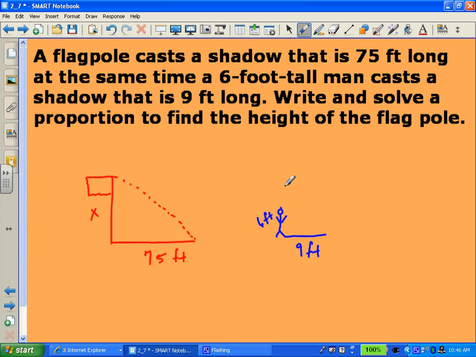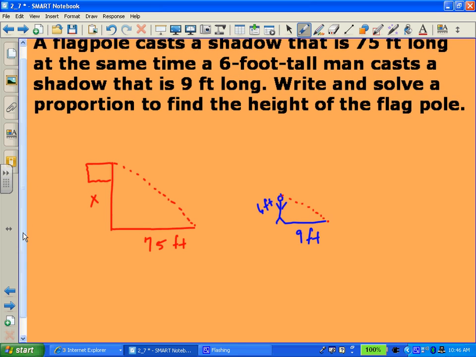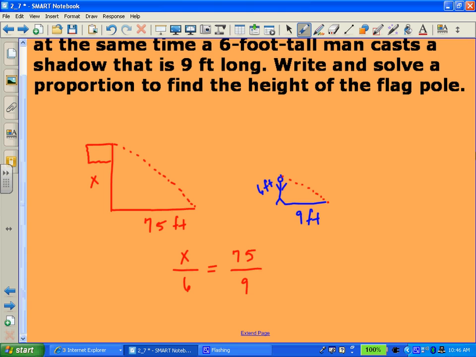Okay, so if we make these into little triangles here, they're going to be similar triangles. So I'm going to set up a proportion using corresponding sides. Now the height of the flagpole and the height of the man are corresponding sides, so x over 6. Then the lengths of the shadows. Now notice I put x and 75 both on top because they come from the same triangle. That's very important. And then 6 and 9 are both on the bottom because they come from the same triangle.